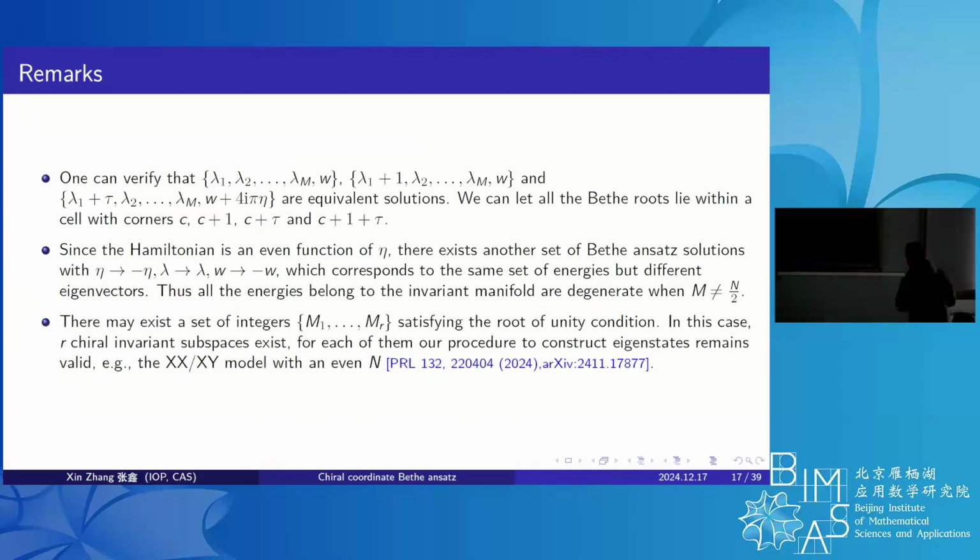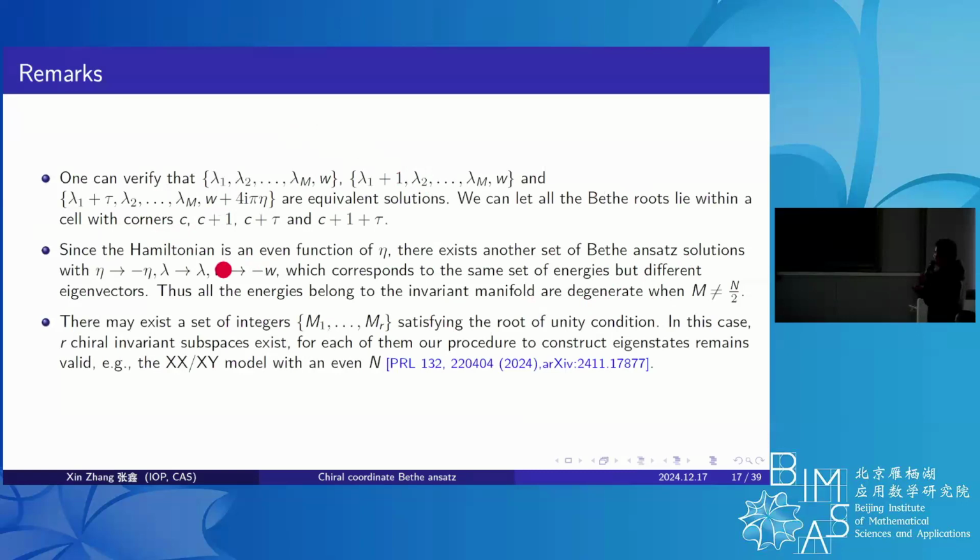There are some remarks. The first one is because of the periodicity of the theta function. If a Bethe root has a shift of 1 or tau, they are equivalent solutions. It means they give the same energy, and the eigenstates are also equivalent. So we can let all the Bethe roots lie within a basic cell of the theta function.